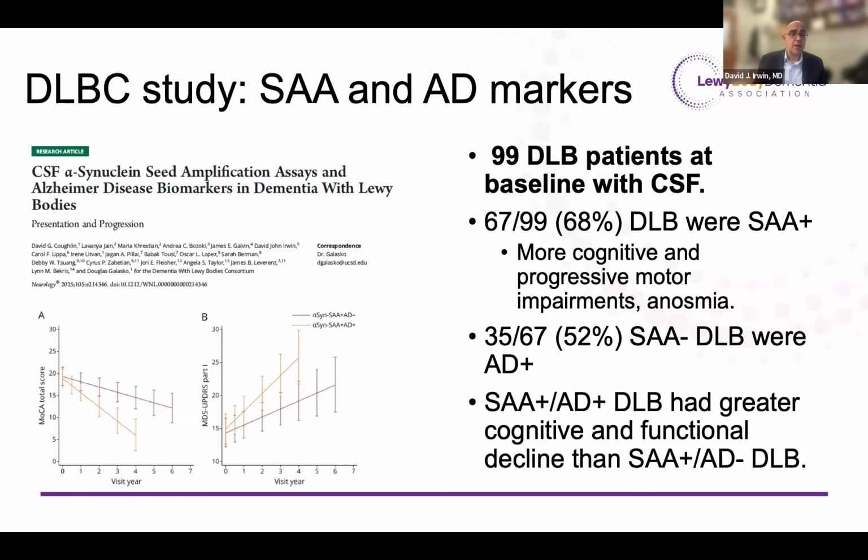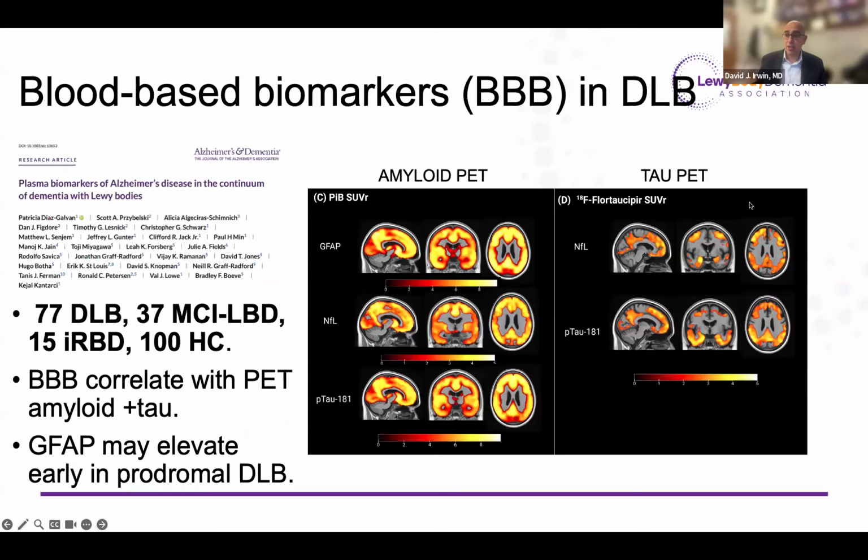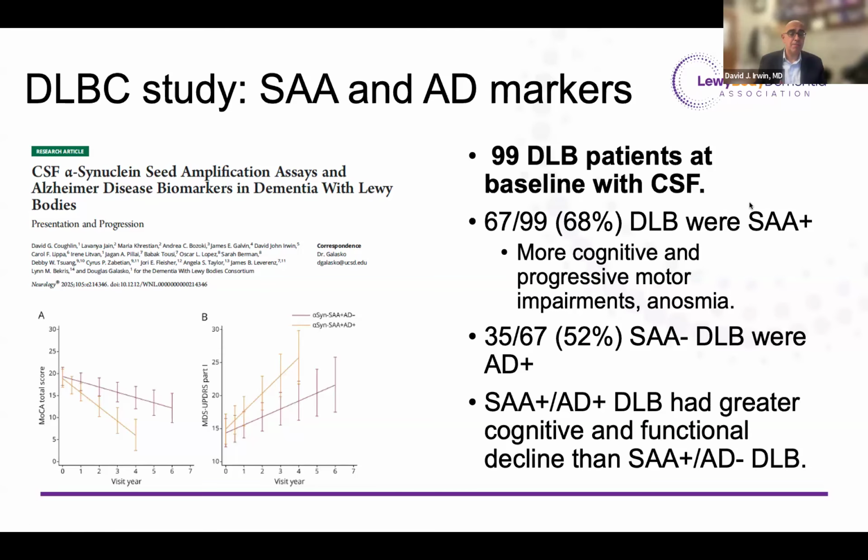This is a study from the DLB Consortium. This is an NIH-funded multi-center study in the US, led by Jim Leverenz, Doug Galasko, and Oscar Lopez. This very recent study, which came out this month, took a look at a cohort of close to 100 patients with DLB who had spinal fluid testing, where we could test for positivity of the seeding amplification assay that I mentioned before. So, biological evidence of alpha-synuclein in the brain.